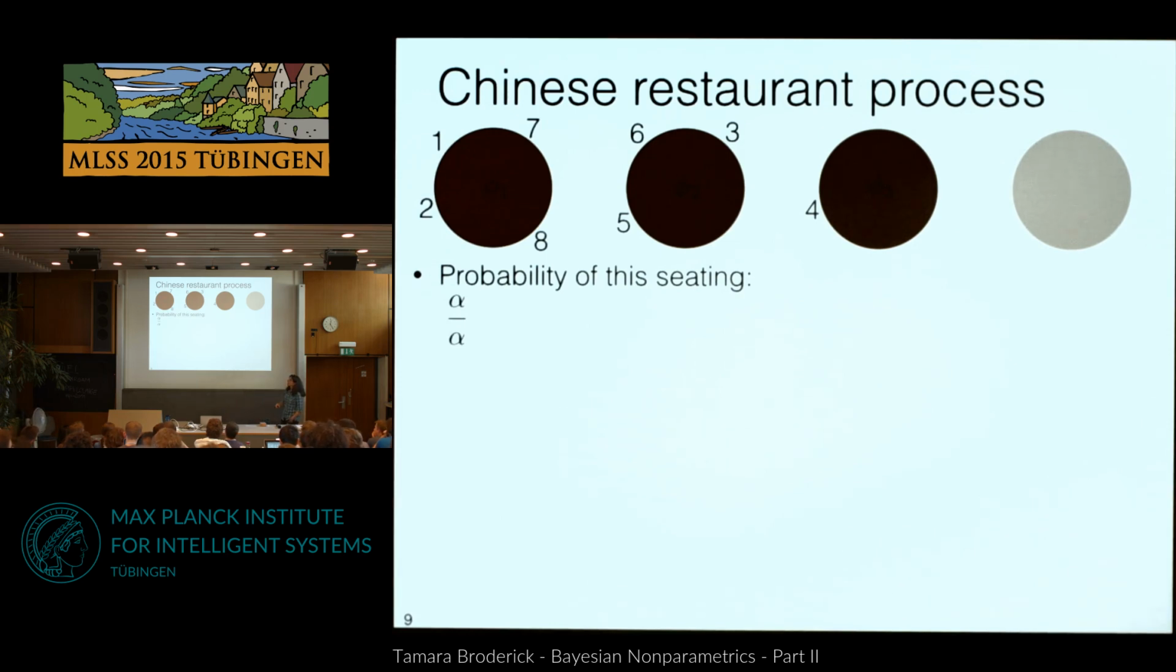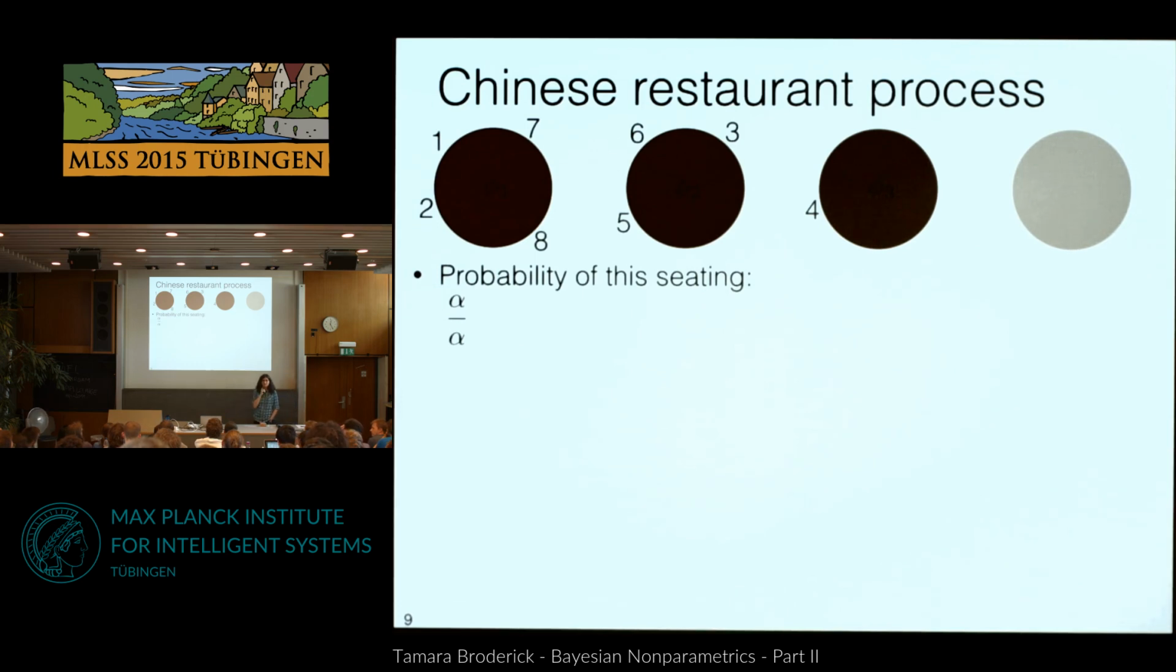We can think of this as alpha over alpha because, again, you form a new table with probability proportional to alpha, and you join an existing table with probability proportional to the number of people who are there, but the only option was alpha, so it's alpha over alpha. What's the probability of the second person sitting where they're sitting? And this is a question for you.